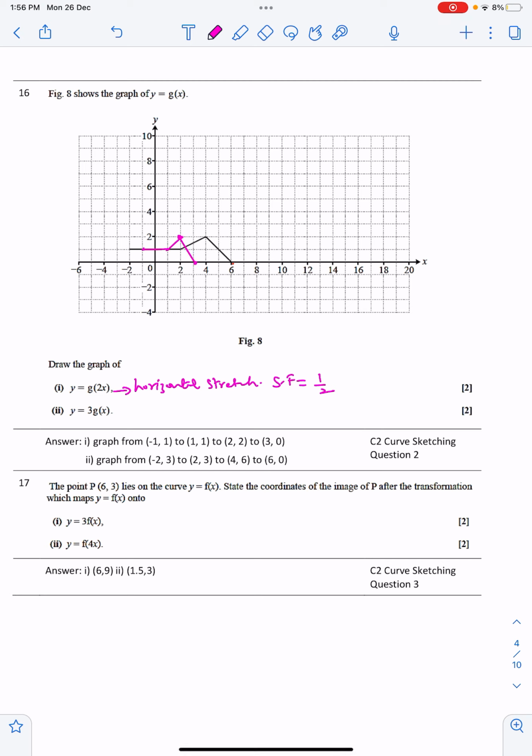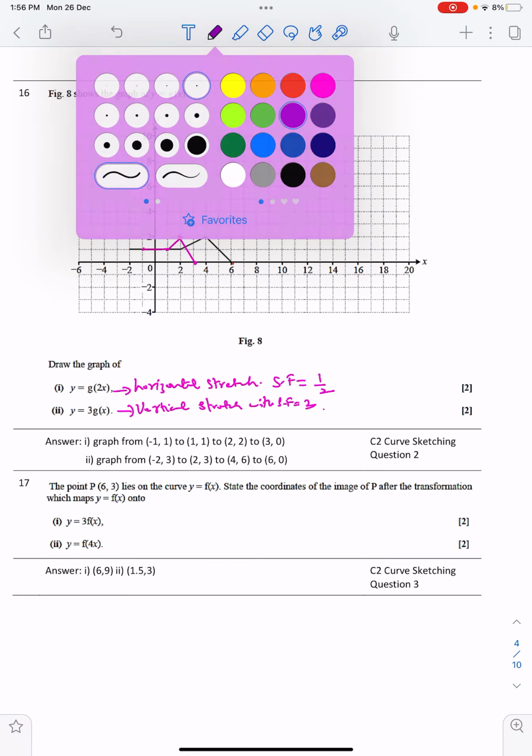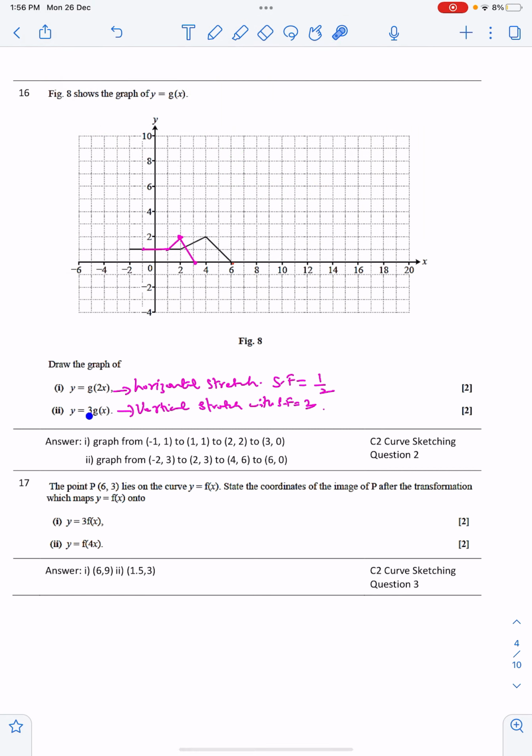This is the answer. Then in the next part they are saying 3 times g of x, it is a vertical stretch with stretch factor 2, oh 3 sorry. Okay, if the stretch factor is 3, you just have to see whatever is the distance from the x-axis. In case of vertical stretch, we see what is the distance from the x-axis, you make it into 3. So if the distance of the original graph is 1 unit, the distance will now become 3 times the original distance.